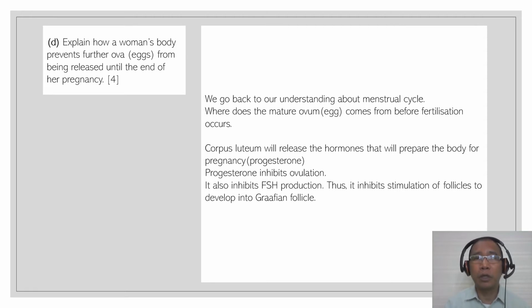When this progesterone is released, it is inhibiting the ovulation. So it stops the follicle from becoming mature. It also inhibits follicle stimulating hormone production, or the FSH. So this will prevent formation of a mature egg until the 14th day. Thus it inhibits the stimulation of follicles to develop into a Graafian follicle. That is the answer for 1D.